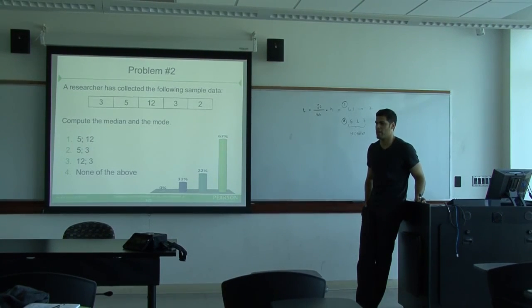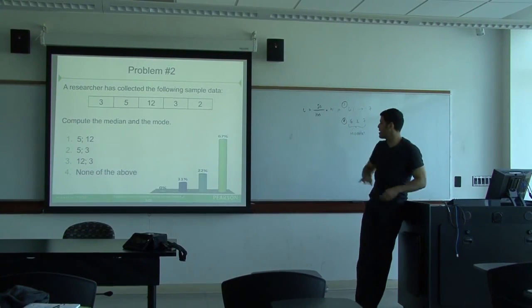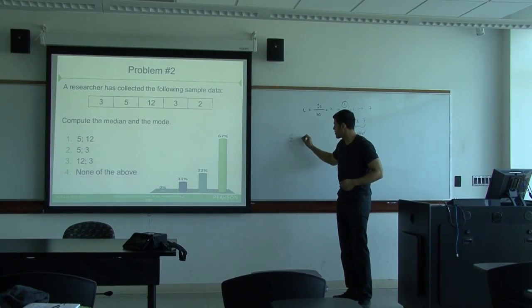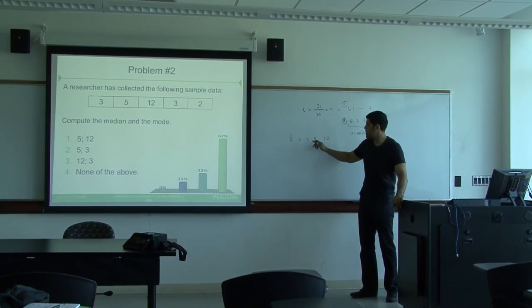So this was a little trickier than I remembered. All right, so like Christian was saying, you would have to rearrange the data to look like this: 2, 3, 3, 5, and 12. And then you know the median right away is this one.